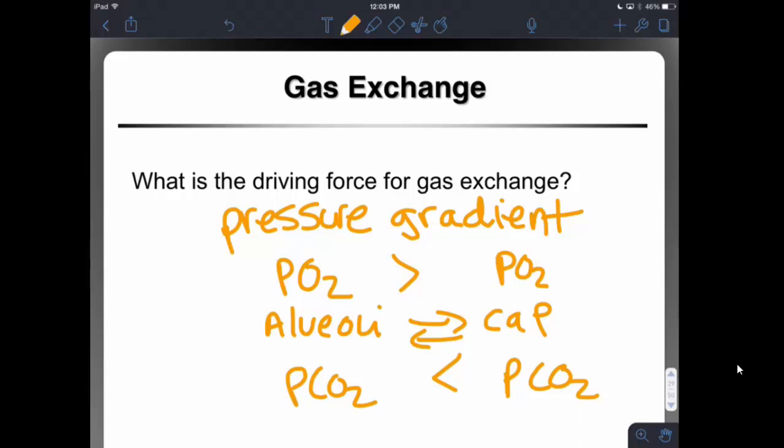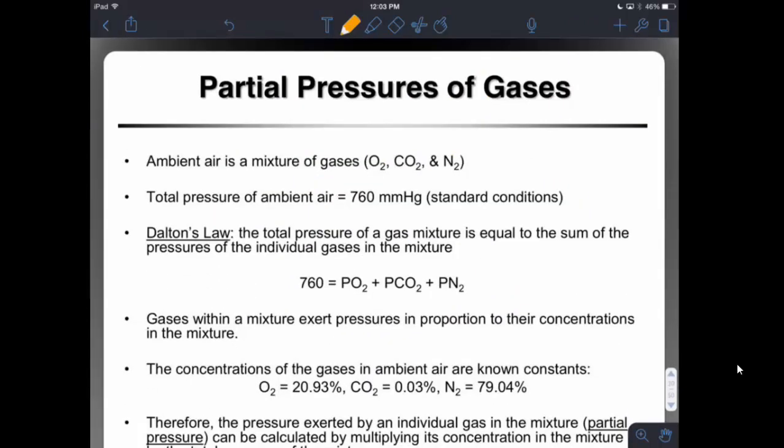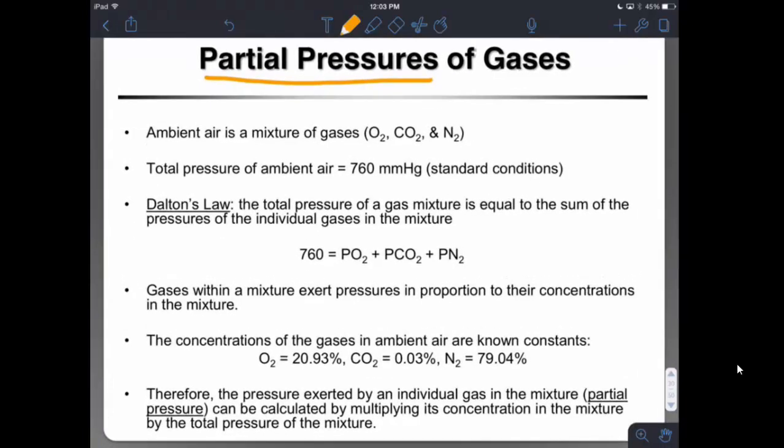So what we're going to talk about now are these pressures of gases, which are called partial pressures. I'm going to take a step back and explain to you some really simple concepts. Just be prepared that the first time around it's going to be a little confusing. But once I've gone through this, I'm going to put some numbers to this, and once the numbers are there, I think it's going to start to come together.